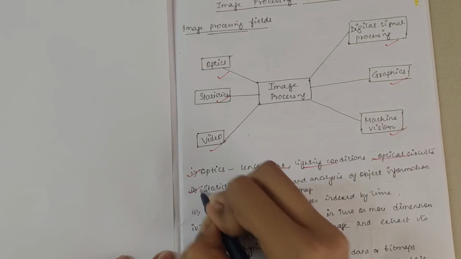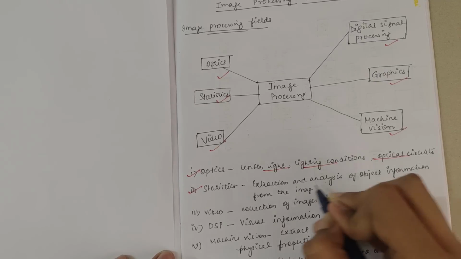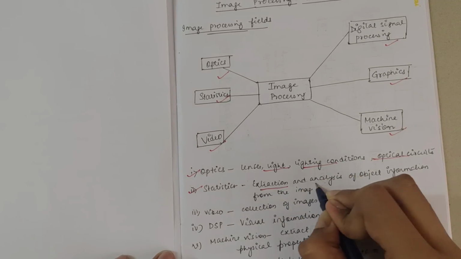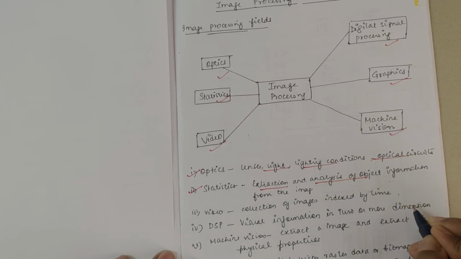Then next we have statistics. In statistics, what you are doing is, of a particular image, you are doing the extraction and analysis of the object. Using these two things, we can get the information of a particular image.